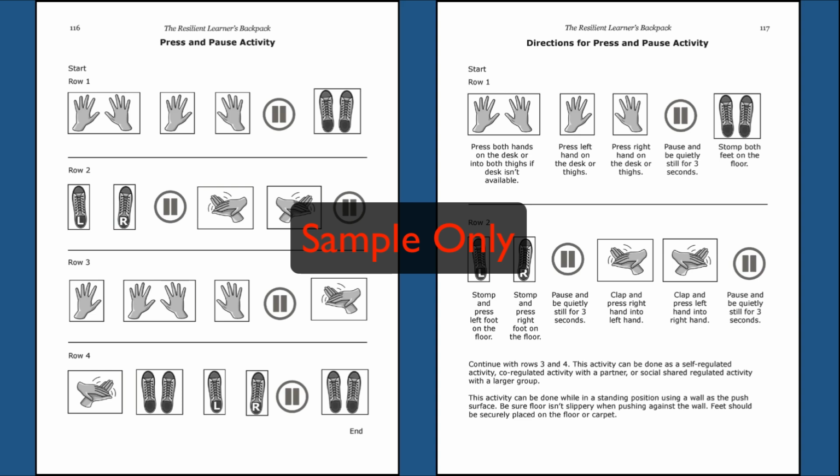So we want students to practice pausing, because that's how we practice engaging and disengaging the vagal brake. So in this activity, they are pressing with both hands on the desk. They could be pressing on their thighs. They could even be pressing against a wall. And then they alternate right or left, pause, and then press their feet into the floor, then alternate left and right foot, and so on.